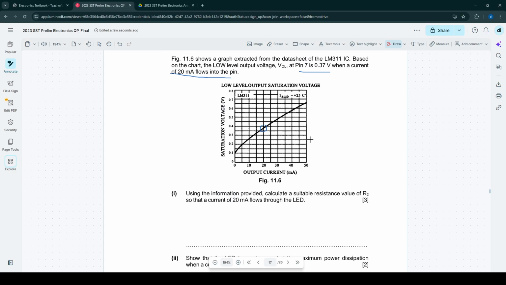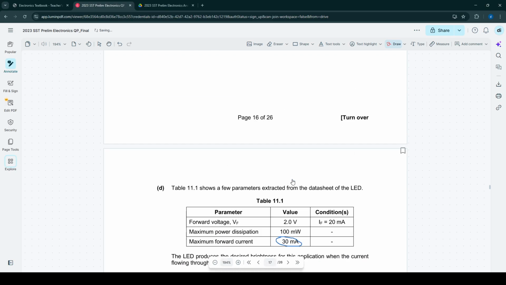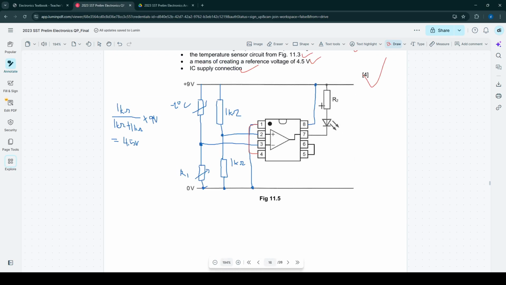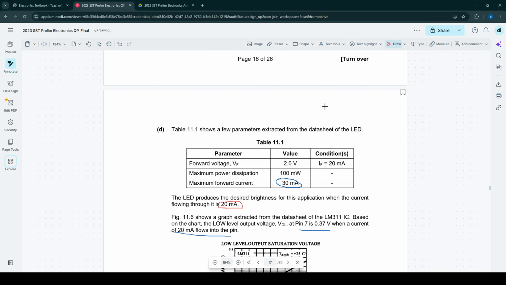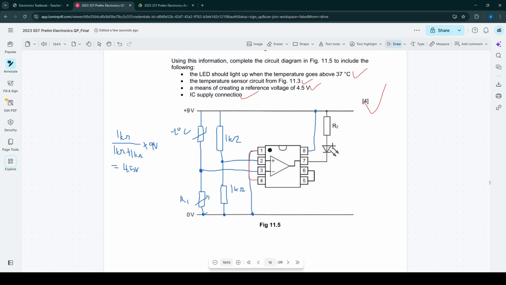Using that info, calculate a suitable resistance value of R2 so that the current of 20 milliamps flows through, and then you just didn't do it. Why didn't you do it? R2? Okay, I'm gonna do it and then let's see what happens. So R is equal to V over I, right? We need the voltage across the resistor, and that would be pretty much the supply.